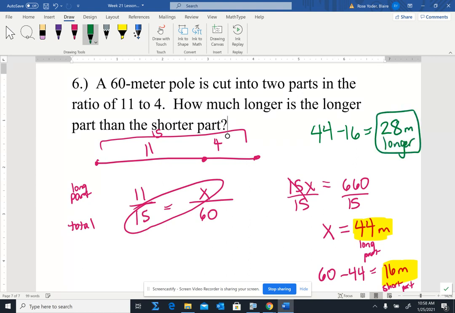So look for that to come up in your homework problem too. If I give you a total and then I just give you two parts, you might have to find the total of those two parts. 11 and 4 added up to 15. So we had to set up our proportion using 15, not just the 11:4 ratio that we were given. So look for that to show up in a homework problem too.